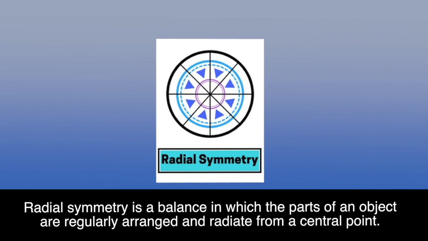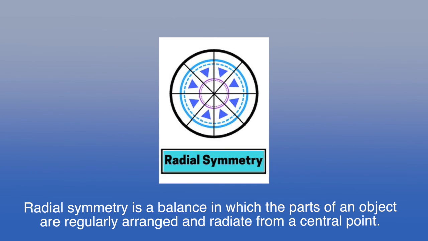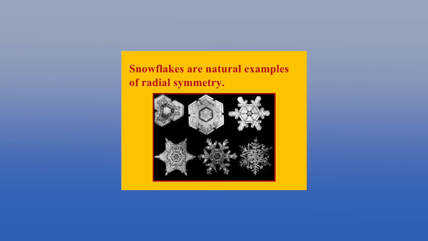Radial symmetry is a balance in which the parts of an object are regularly arranged and radiate from a central point. Snowflakes are natural examples of radial symmetry.